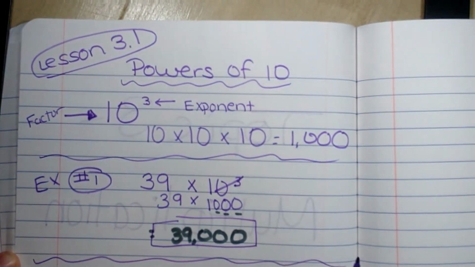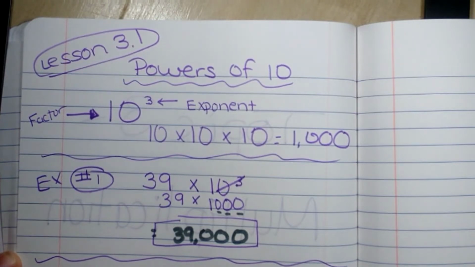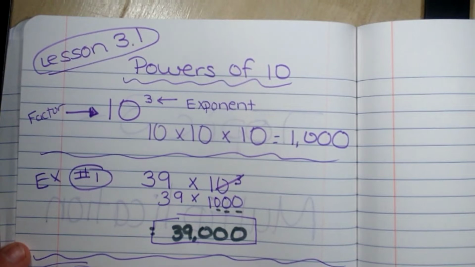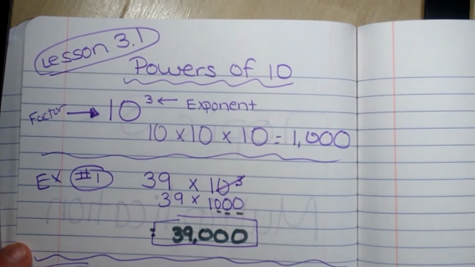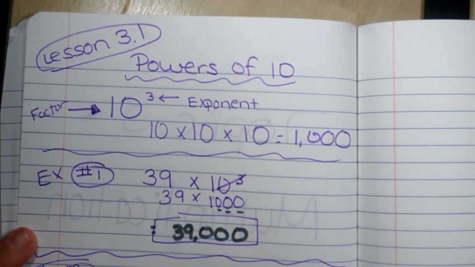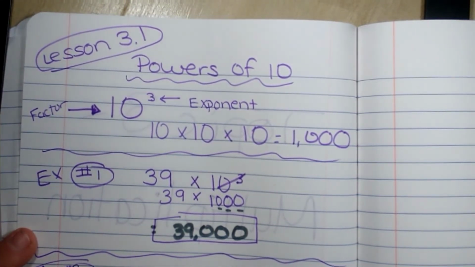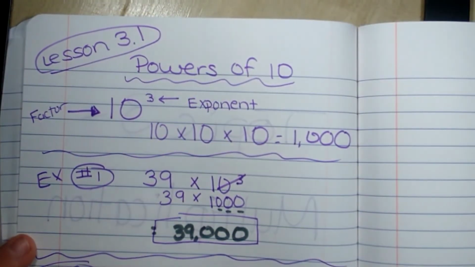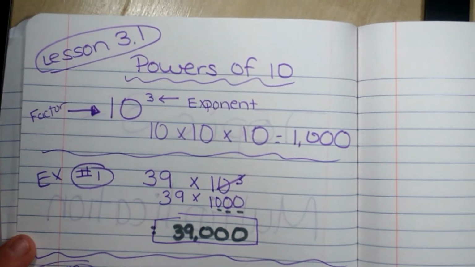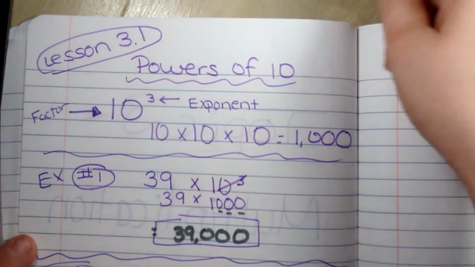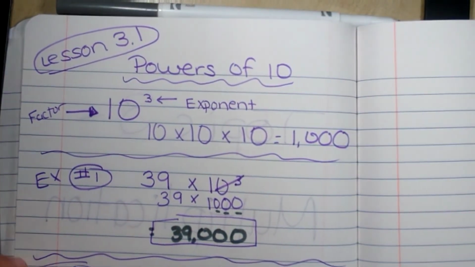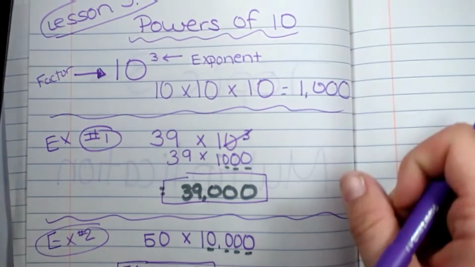My next example is 50 times, let's write it out this time, 10,000. So I'm going to keep my 50. That 0 is not counted in my extra zeros. And then I have 1, 2, 3, 4 zeros I'm going to add on the end. So that ends up being $500,000 if we're talking about dollars, or just 500,000.